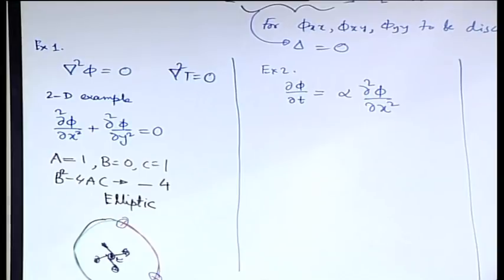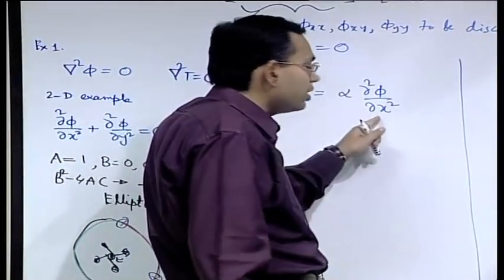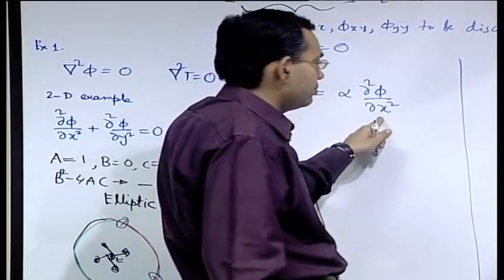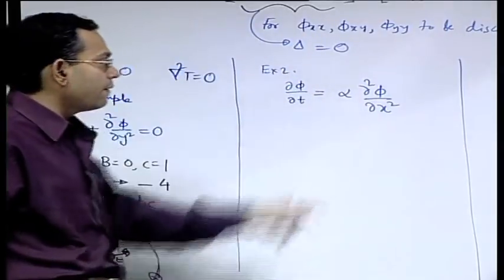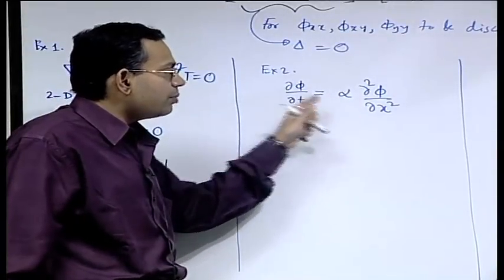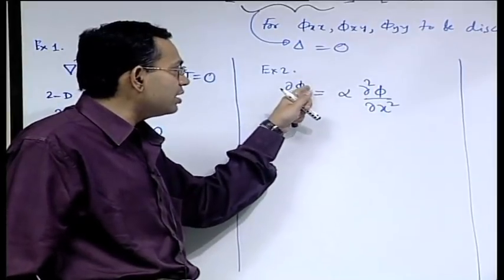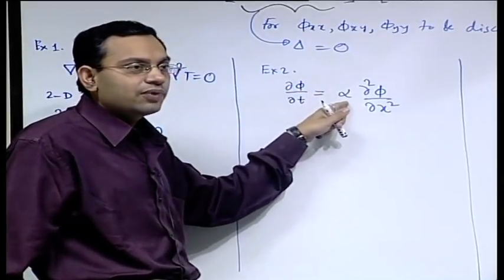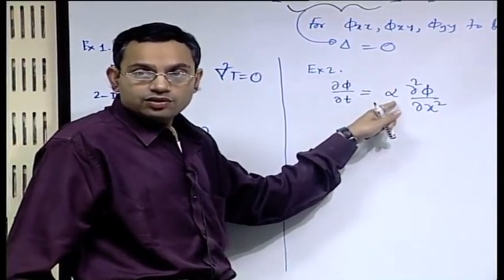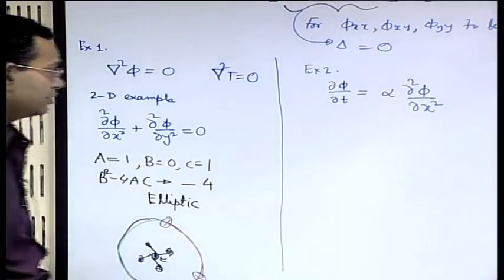This is an example where we have physically put two variables, but only one highest order partial derivative term. This is an example of a one dimensional unsteady state heat conduction. If you put temperature in place of phi, and this alpha is nothing but the thermal diffusivity.